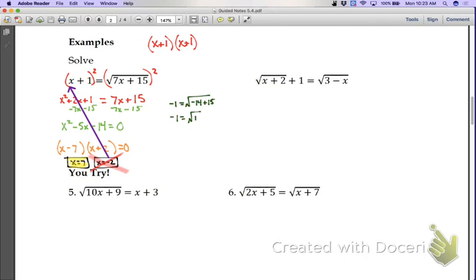Now, on number 6, that's probably one of the easier types, because what am I going to do to both sides? Square both sides. If I square both sides, everything drops off, and I'm just dealing with 2x plus 5 equal to x plus 7. Those are the ones that I like. Those are the ones that I want to happen. So I'm going to have x equal to 2. Go back in. 4 plus 5 is 9. 2 plus 7 is also 9.